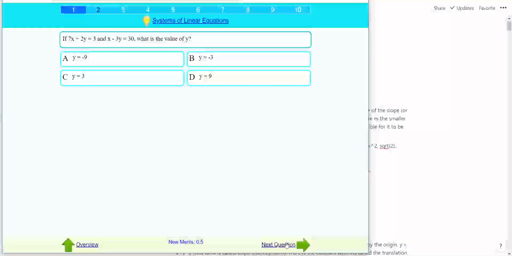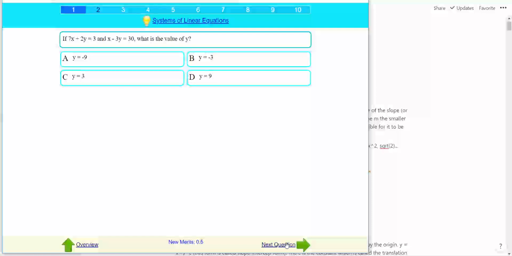Next question. Let's start with this again. We have 7x plus 2y equals 3. Then we have x minus 3y equals 30. What is the value of y? Now we could go for substitution in this case. Well, let's do that, right? Let's have negative 3y. Let's do things slowly so that we really don't miss anything.